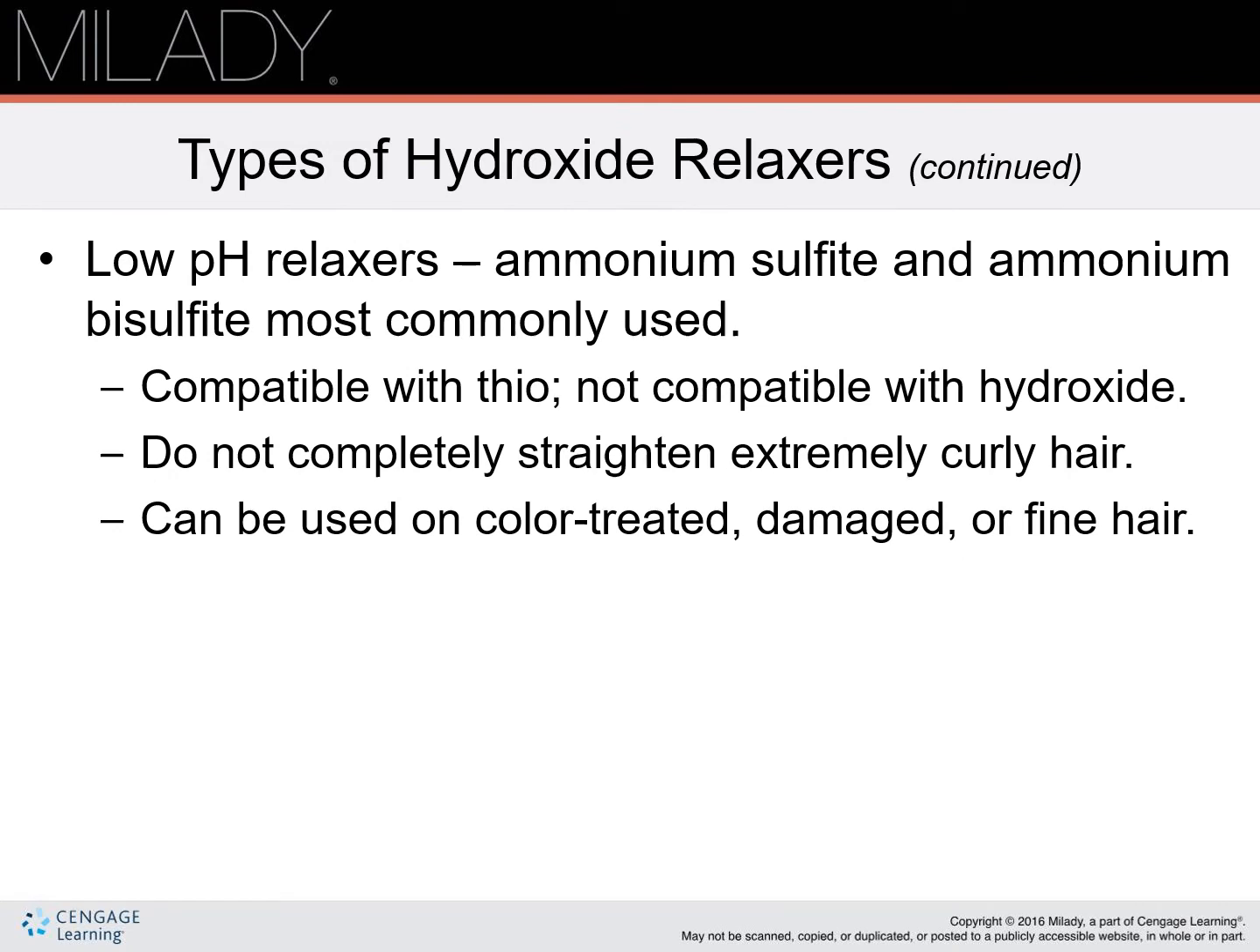Low pH relaxers. Low pH relaxers sometimes contain sulfites and bisulfites. They are marketed as a mild alternative relaxer. They are compatible with Theo relaxers, but not compatible with hydroxide relaxers. They will not completely straighten extremely curly hair and are intended for use on color treated hair, damaged hair, and fine hair. Again, low pH.